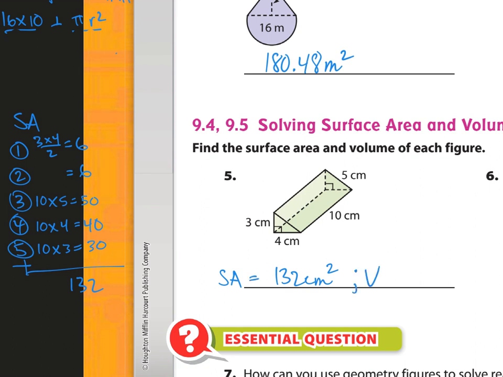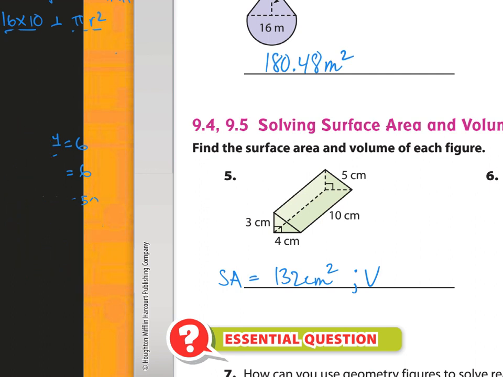Now the volume is going to be a little easier. Volume is just the base area times the prism height. This is a triangular prism, and so the base is this triangle right here, and it's 3 times 4 divided by 2. That's the base area. So volume is the base area times the height.